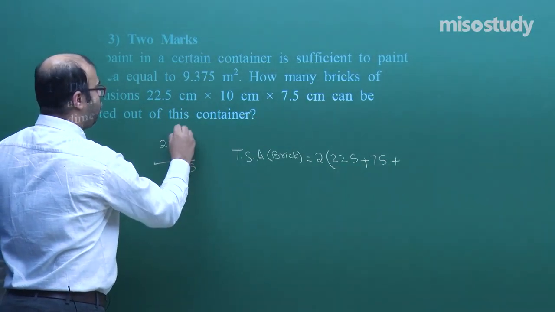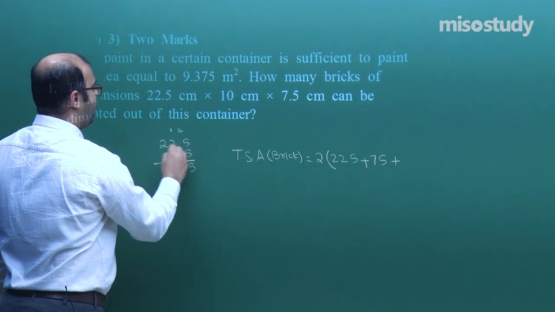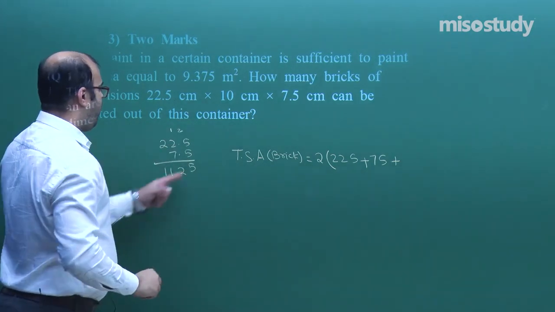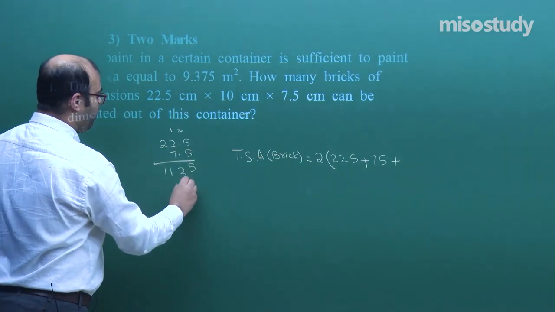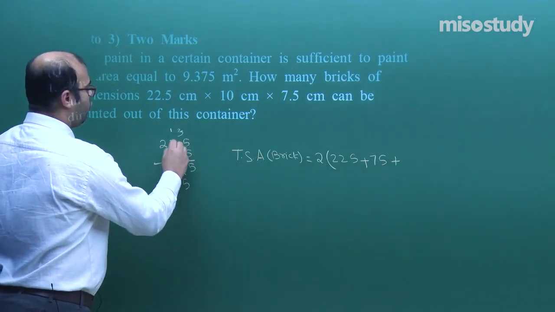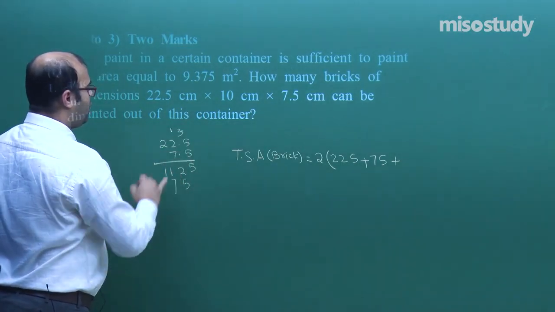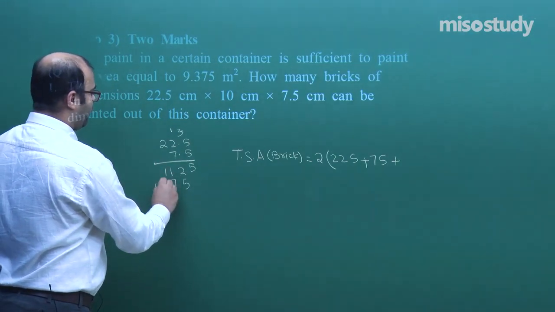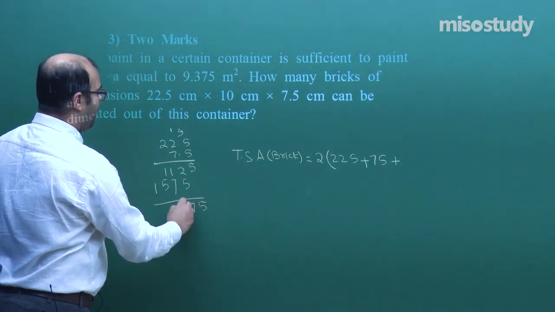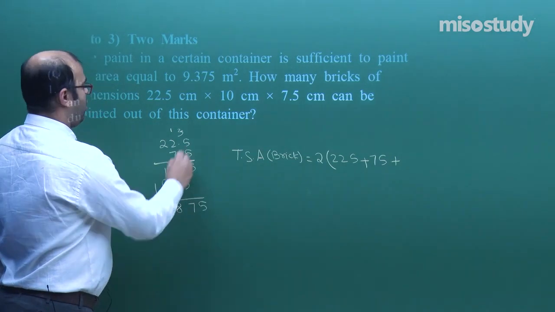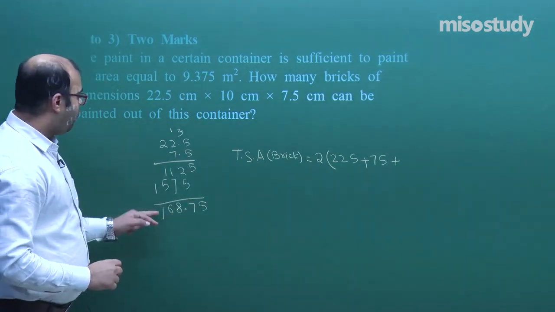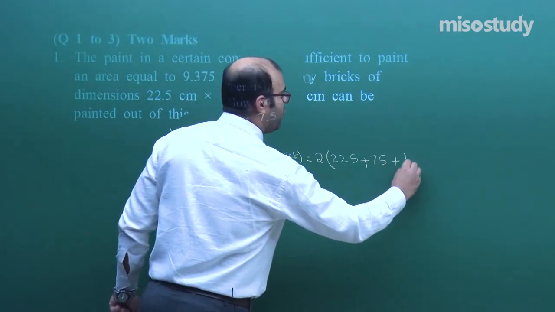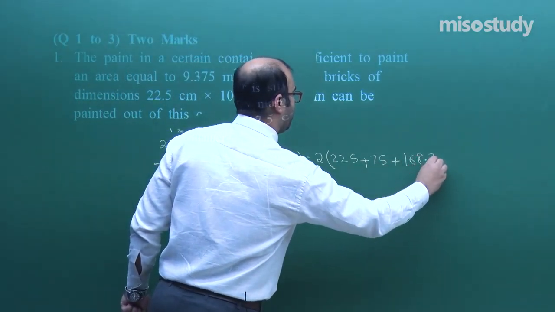Multiplying digit by digit, 5 into 5 is 25, carry 2, and so on. So, this is 5, 7, 8, 6, 1, with 2 decimal places here. Okay, students. Now, 168.75, let us write it here.